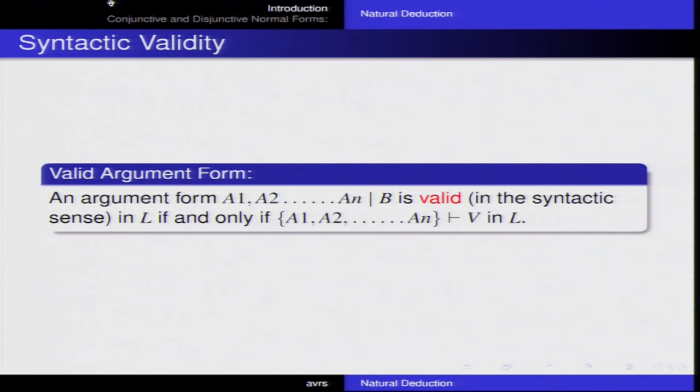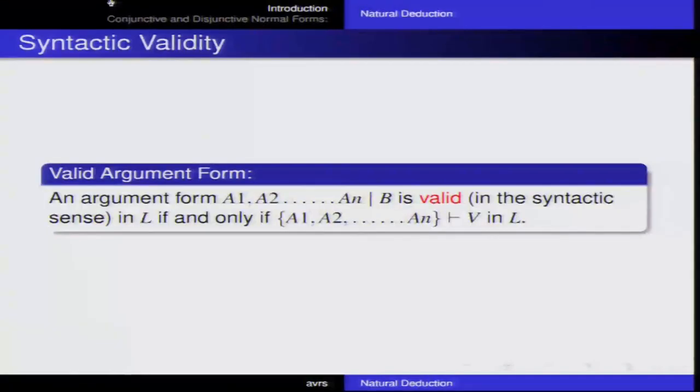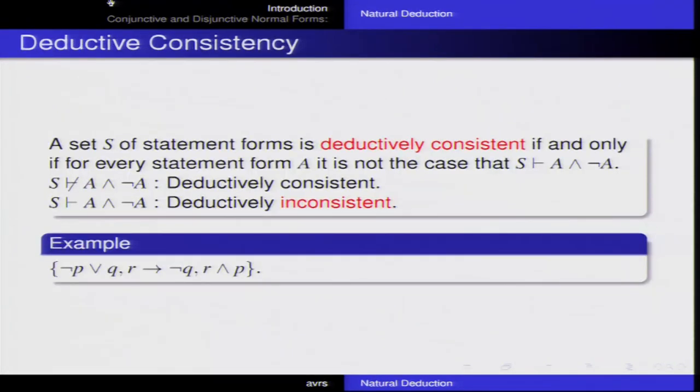There are some other notions which are important, that is syntactic validity. Any argument A1, A2 to AN, from which B follows, is valid in a syntactic sense, especially when the conjunction of all the formulas A1 and A2 to AN is valid in a particular language L. What we are trying to show is that whatever you proved is also valid. Valid and tautology are one and the same: all tautologies are valid formulas, and all valid formulas are obviously tautologies. So if you show that all your proofs, the theorems, that is the last step of your proof, are valid formulas, tautologies, then you are said to have syntactic validity. So these are some of the important things.